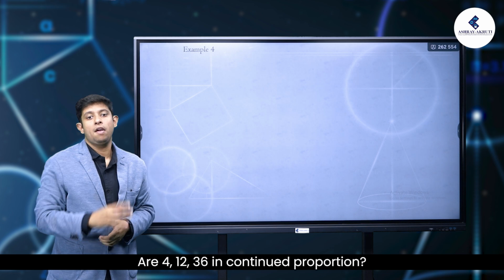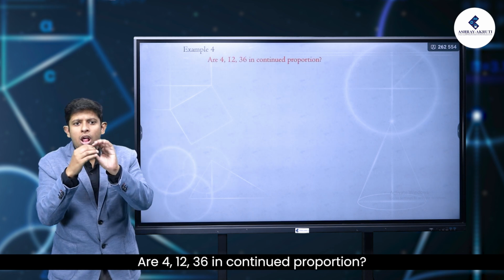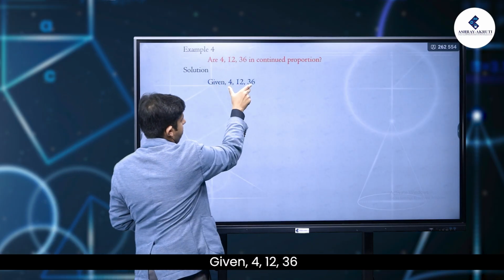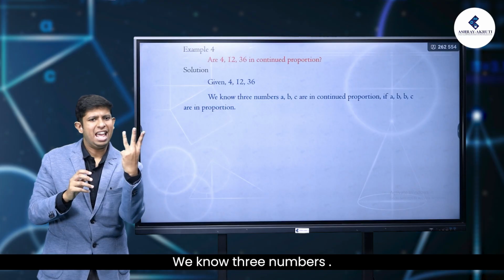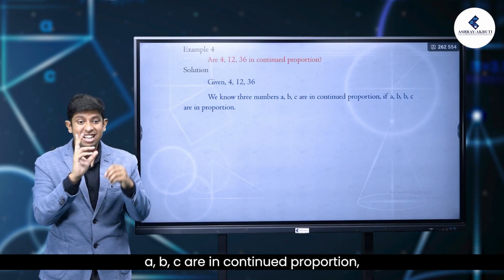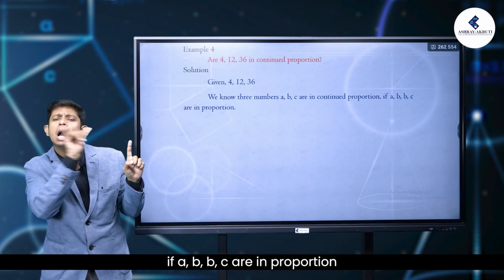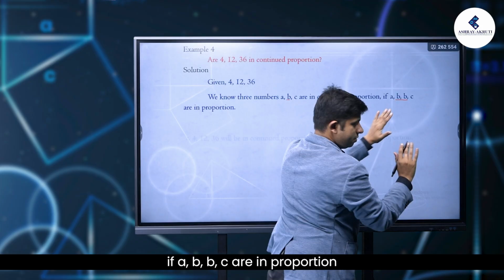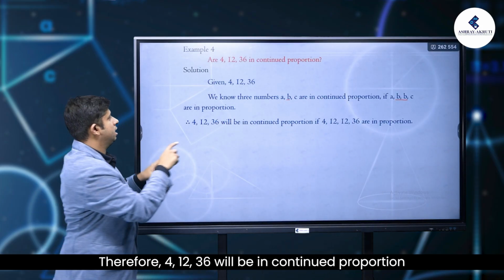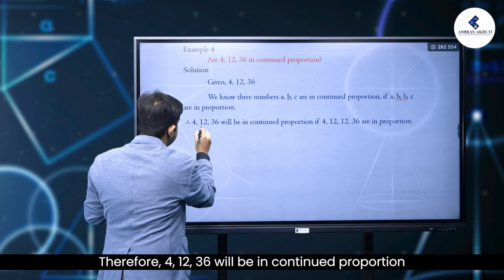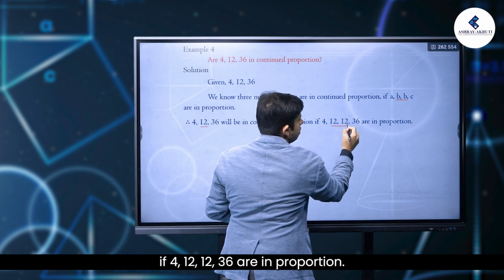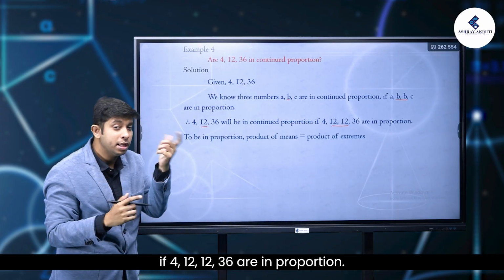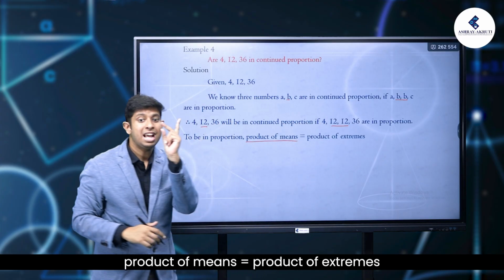Example 4. Are 4, 12, 36 in continued proportion? Solution. Given 4, 12 and 36. We know three numbers A, B, C are in continued proportion if A, B, B, C are in proportion. Therefore, 4, 12, 36 will be in continued proportion if 4, 12, 12, 36 are in proportion. To be in proportion, product of means is equal to product of extremes.